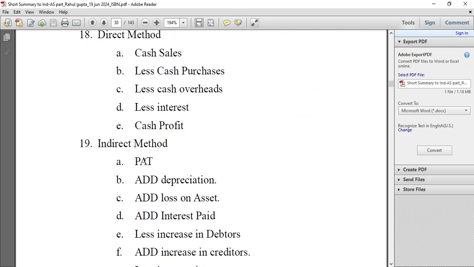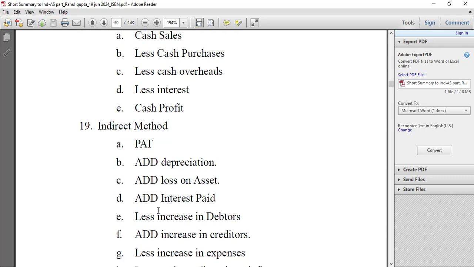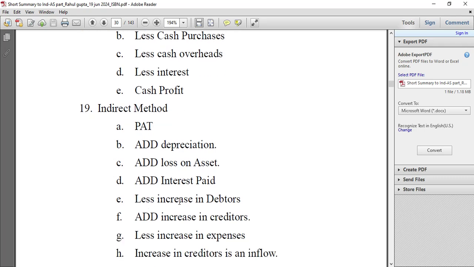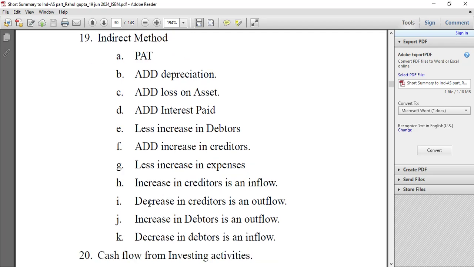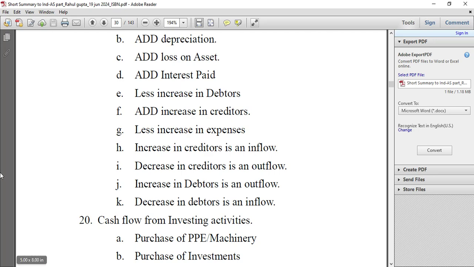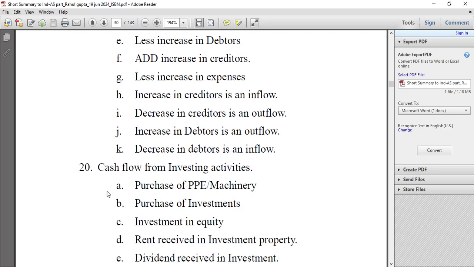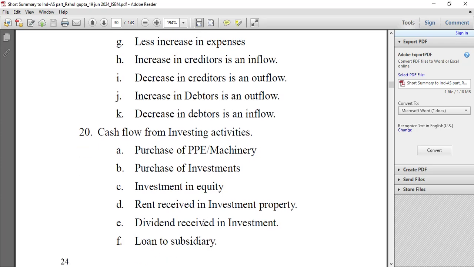Indirect method: profit after tax, add depreciation, add loss on asset, add interest paid, less increase in debtors, add increase in creditors, less increase in expenses. Increase in creditors is an inflow, decrease in creditors is an outflow, increase in debtors is an outflow, decrease in debtors is an inflow.